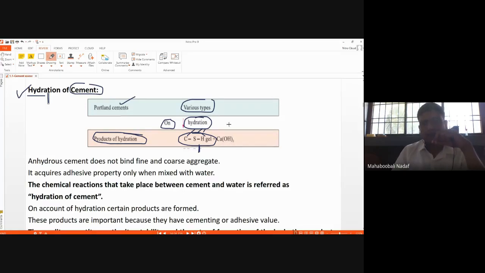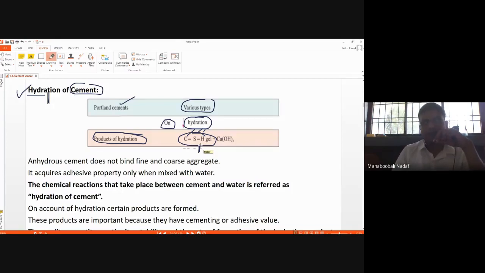One major compound which is responsible for strength. Because it is in the form of gel, it will bind the aggregates, it will bind the other products.